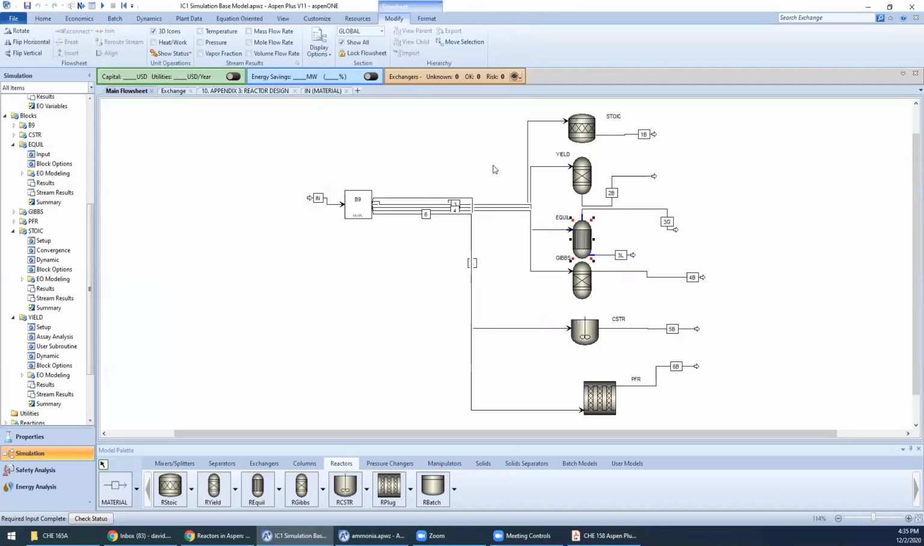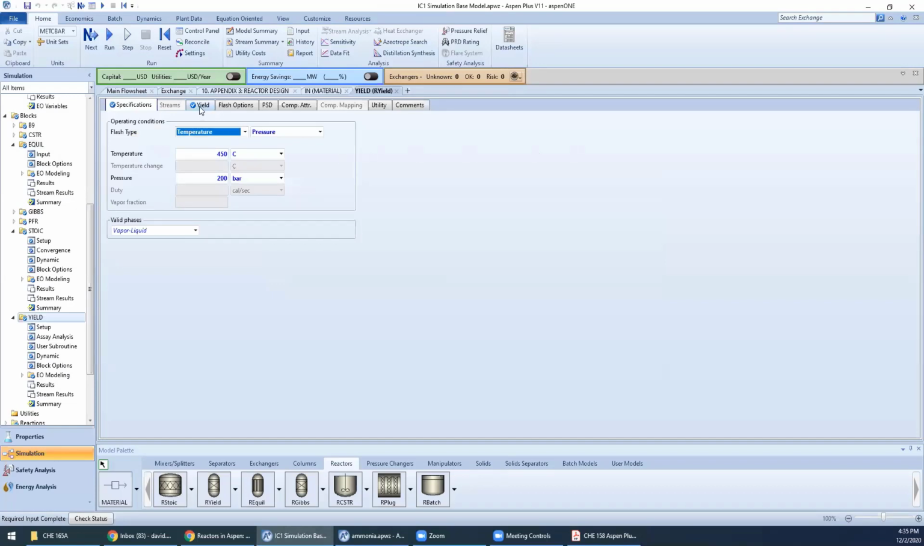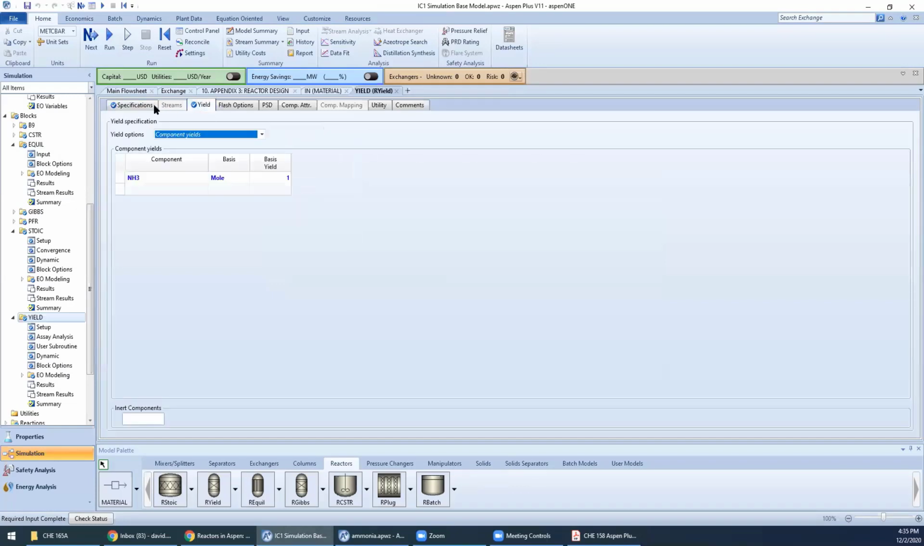Okay. Can you go back to the yield reactor? Yield, yeah. Okay, so for that one, you just put kind of what's coming out, like the products. Yeah, or if you want to put it in terms of conversion of a reactant, you can do that as well.